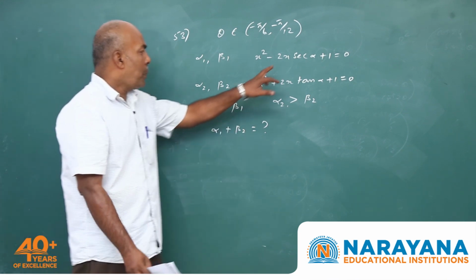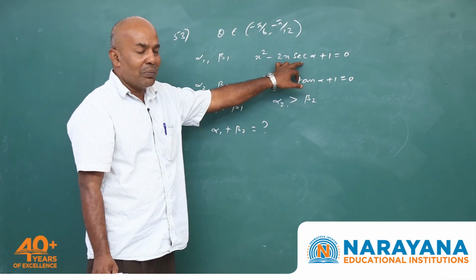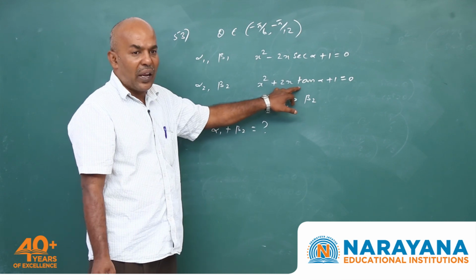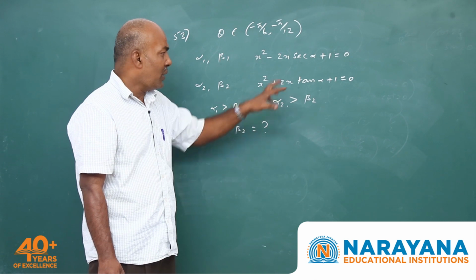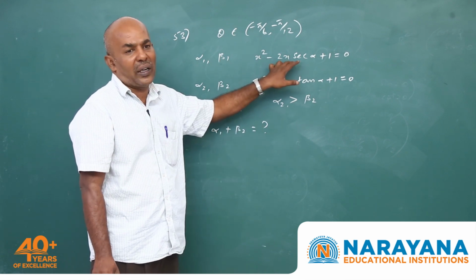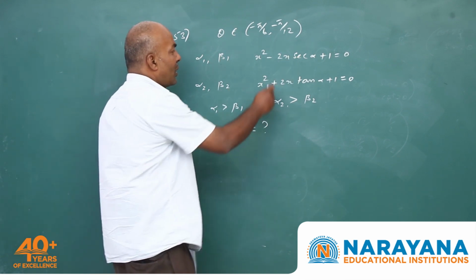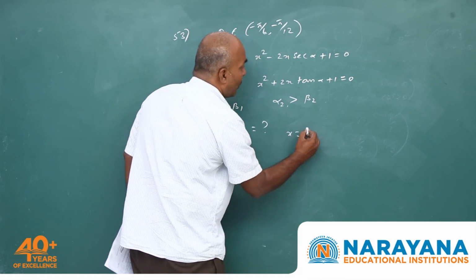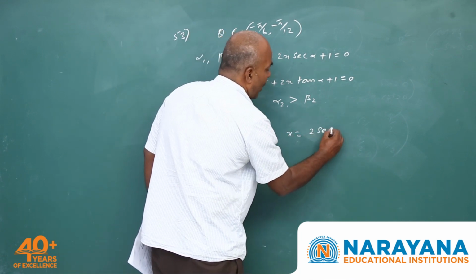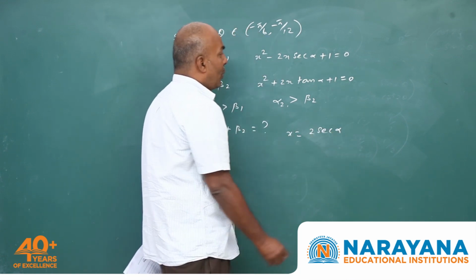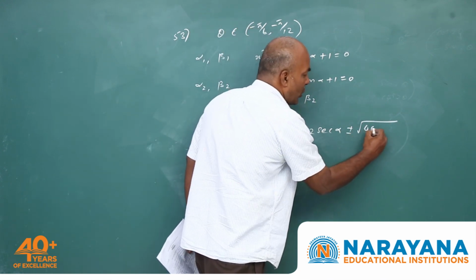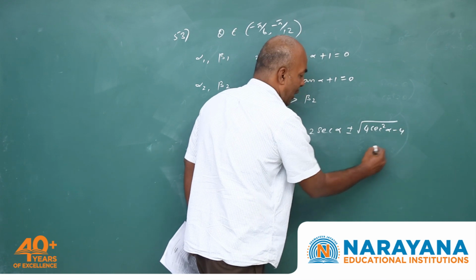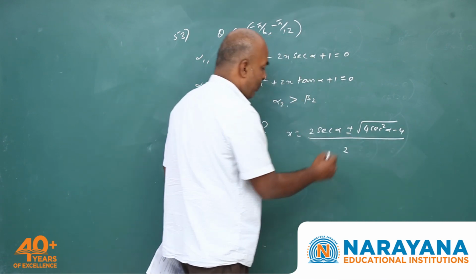So it's a simple quadratic equation, and this is another quadratic equation. The roots are given as alpha 1 and beta 1. So what I will do is solve the quadratic equation, right? I will solve it. So x is equal to 2 secant alpha plus or minus root of 4 secant square alpha minus 4, whole divided by 2.